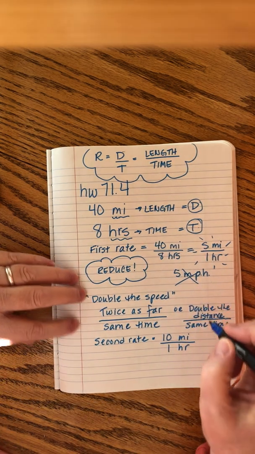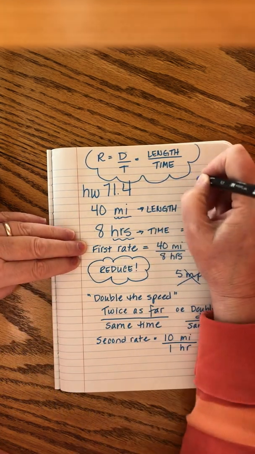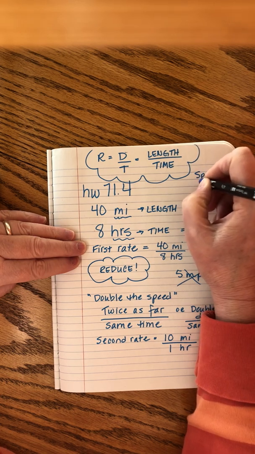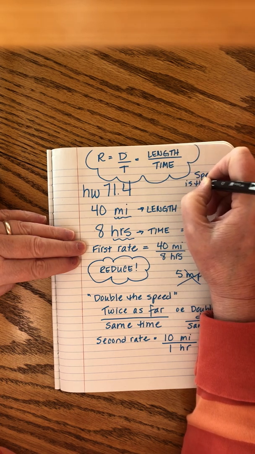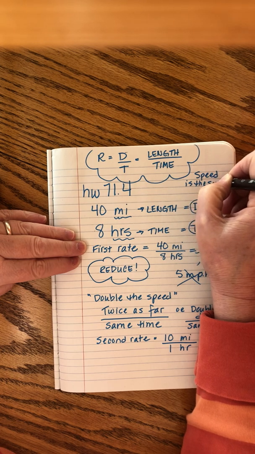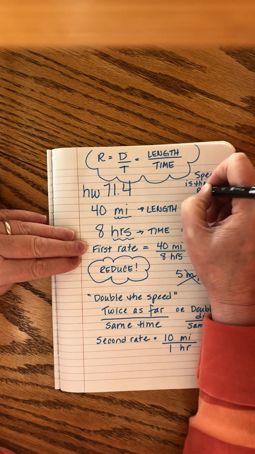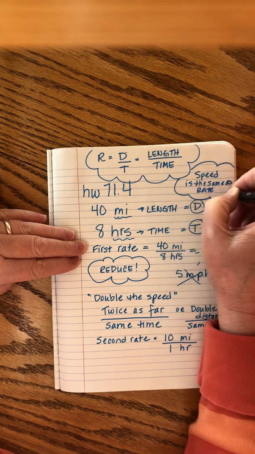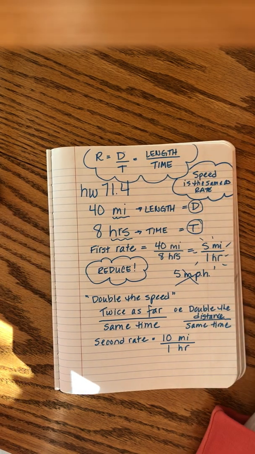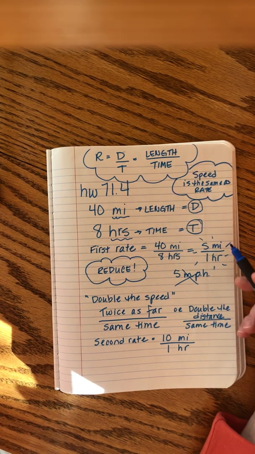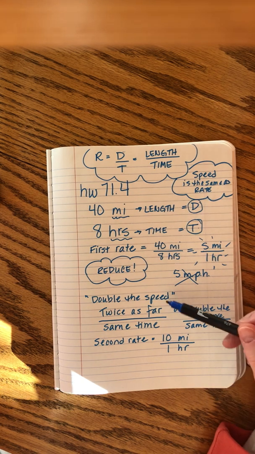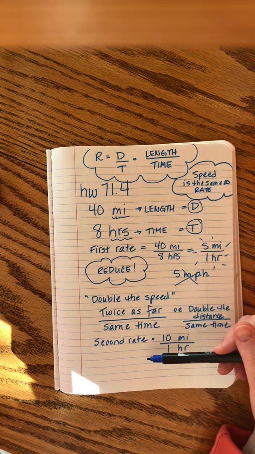And remember that the word speed is the same as rate. Okay? Those two words mean more or less the same thing. There are some subtle differences when you get into physics, but for our purposes, speed and rate mean the same thing. So when it says double her speed, that means double her rate.